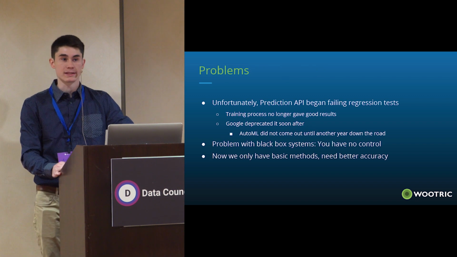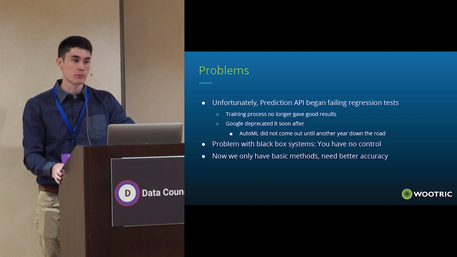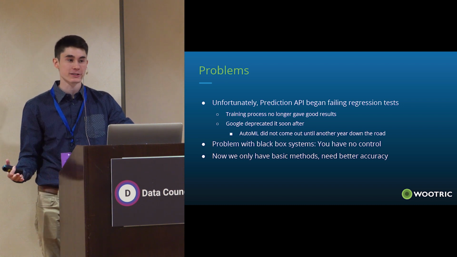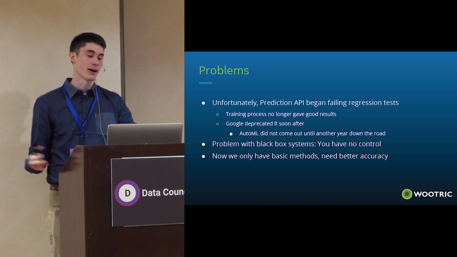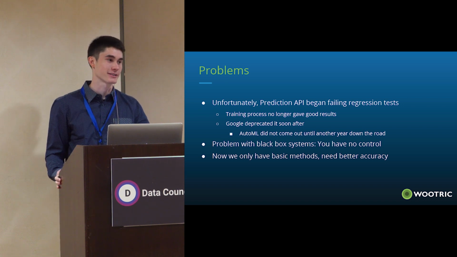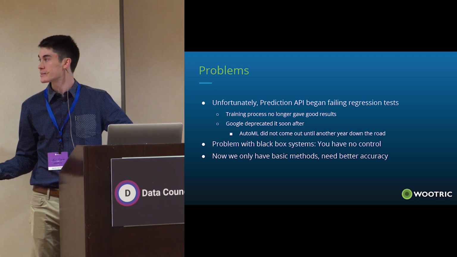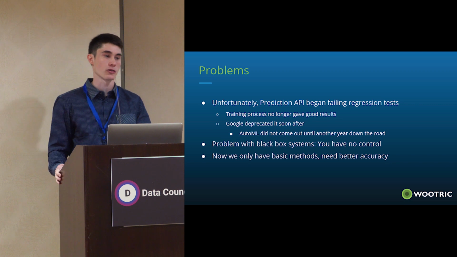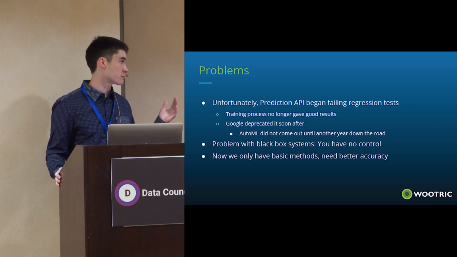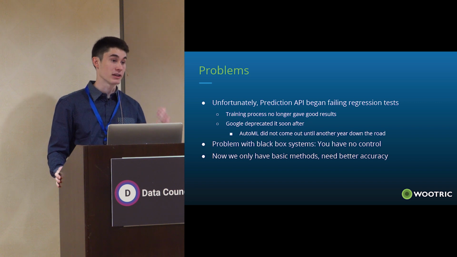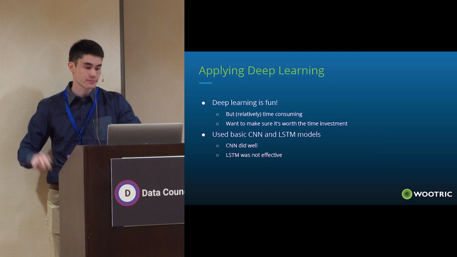The problem with it was that eventually Google deprecated it. And a couple months before that, it started failing regression tests. We looked into it, thought, why is this acting so weird? And then a month later, oh, hey, we're not going to continue this service. So this is one of the problems with black box models: if things go wrong, you have no control over it. Google eventually came out with AutoML, but this was, I think, a year and a half later, and we needed something now to improve upon our basic models.